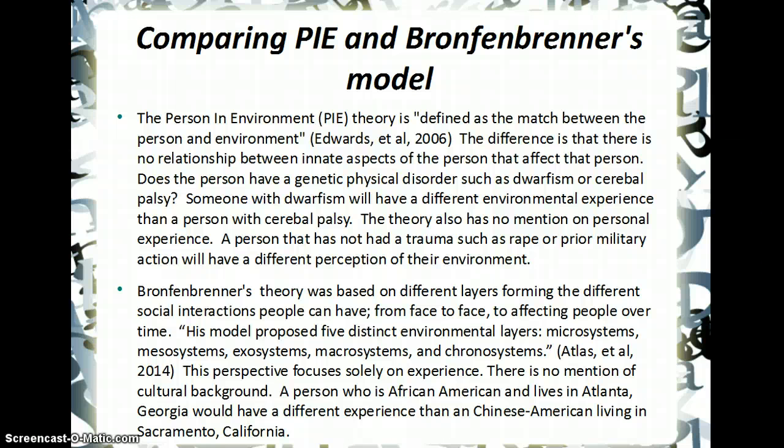Bronfenbrenner's theory was based on different layers forming the different social interactions people can have, from face-to-face to people affecting people over time. His model proposed five distinct environmental layers: microsystems, mesosystems, exosystems, macrosystems, and chronosystems. This perspective focuses solely on experience. There is no mention of cultural background. A person who is African American and lives in Atlanta, for example, will have a different experience than a Chinese American living in Sacramento, California.